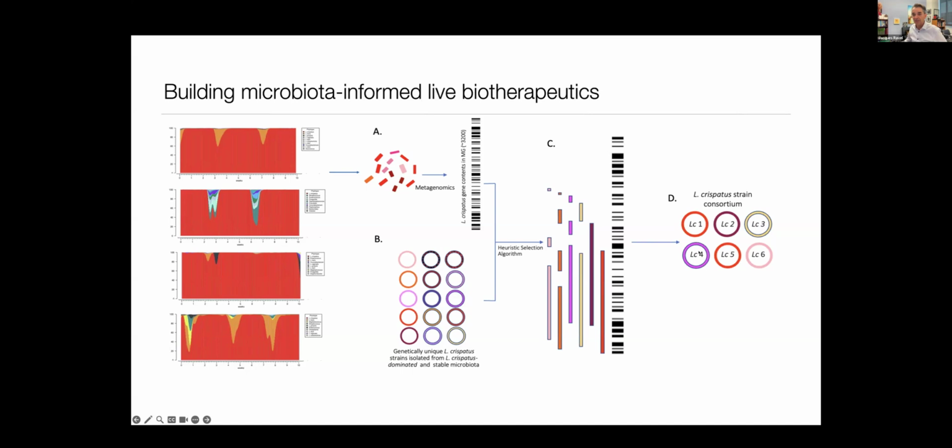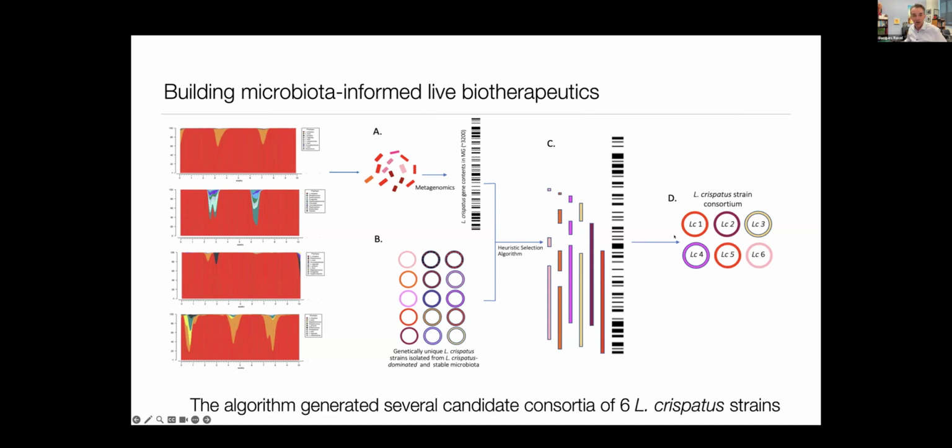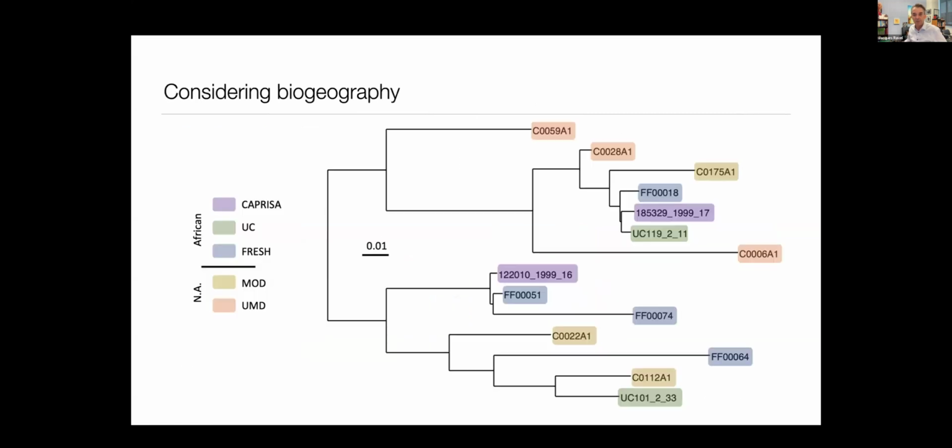So the algorithm has generated several candidates of 6 Lactobacillus crispatus strains. This is where you get anywhere between 80 and 90% of all the genes with 6. And also financially, it's a little more responsible. So we now have several of those candidate consortia.